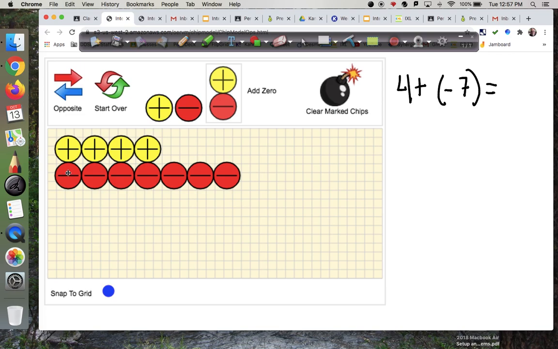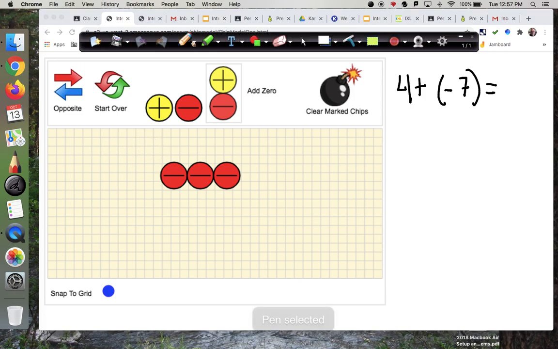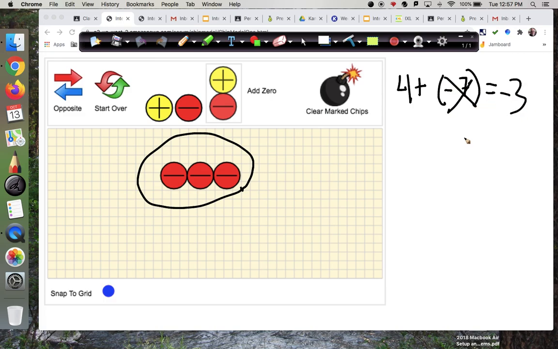And 4 of those positives and negatives match up, leaving 3 negatives left. So see how the 4 cancels out 4 of those negatives, kind of leaving 3 of them left. So negative 3. So they cancel each other out. That's how adding integers can be thought of.